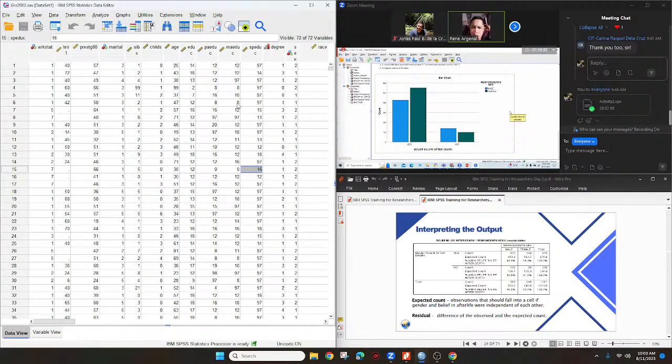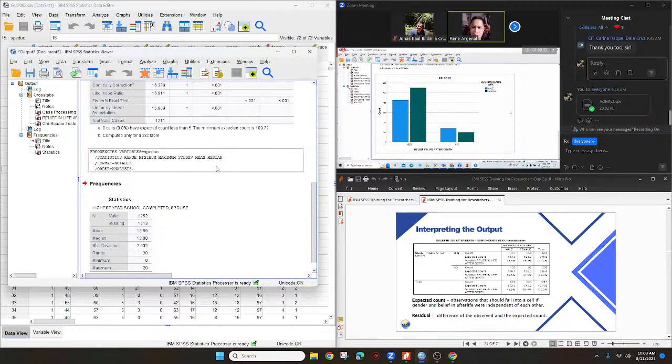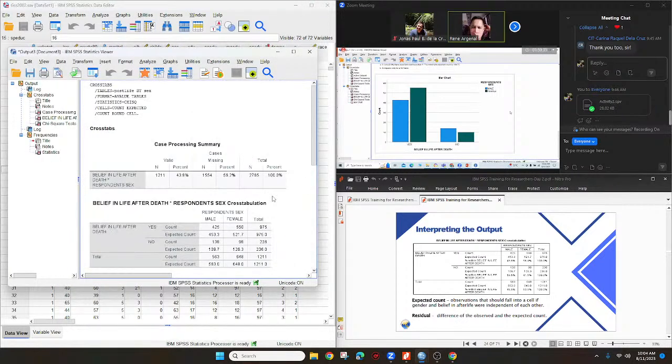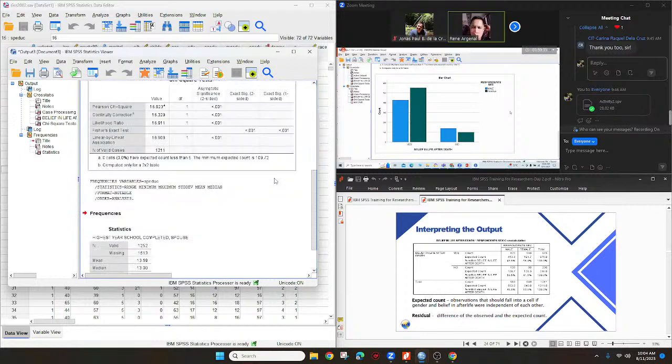Okay. So now this can guide you on how to interpret the results now that there is a relationship. So what is the trend? Usually, more females believe in life after death compared to the male respondents.